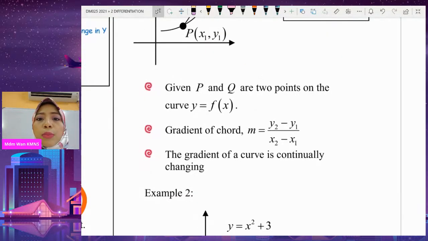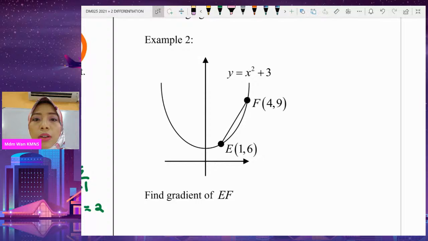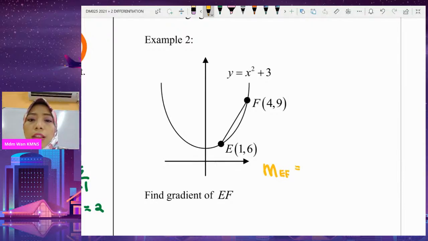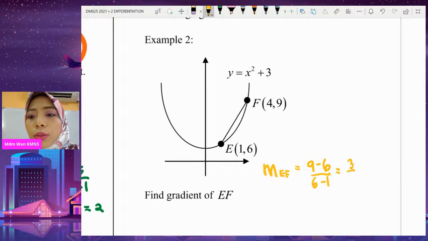Okay, so given PQ, I have explained just now. Now let's find the gradient of EF. So m_EF equals, your M must be bigger, and this EF is only the subscript. So 9 minus 6 over 6 minus 1 will give you 3 over 5. So the gradient of EF is 3 over 5. Very easy, yeah?